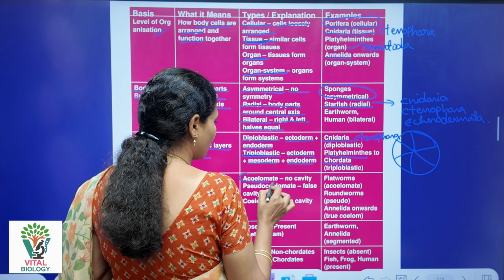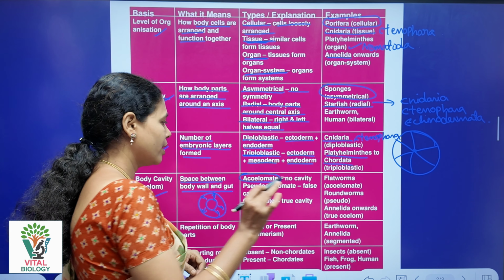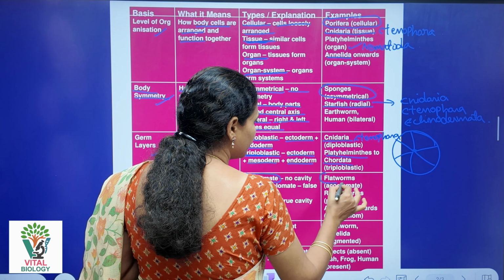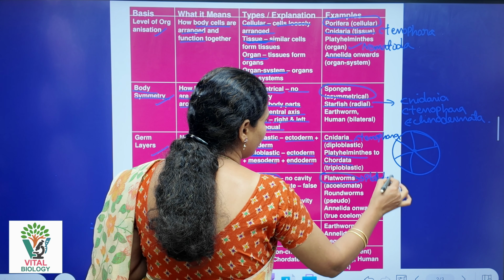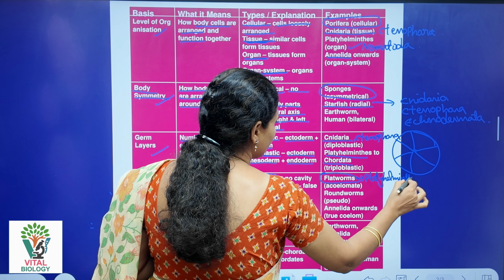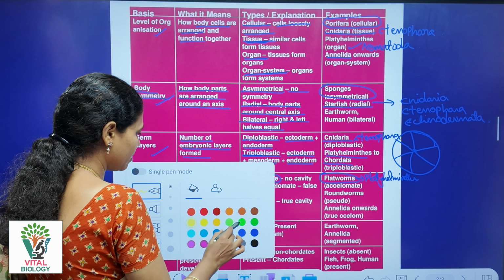Such a group of organisms is called acoelomates. Coelom is absent, acoelomates. And the example is flatworms, here Platyhelminthes.